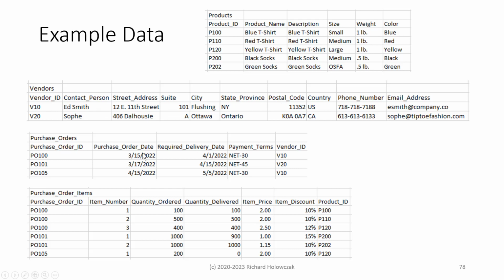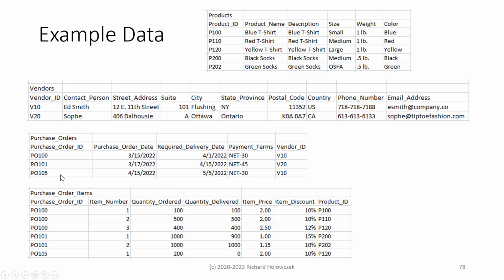If we want to know what all is on purchase order 105, we can go to purchase order items and we can see that there is one item there. Purchase order 105, line number 1. We ordered 200 of product 120. Product 120 is a yellow t-shirt.